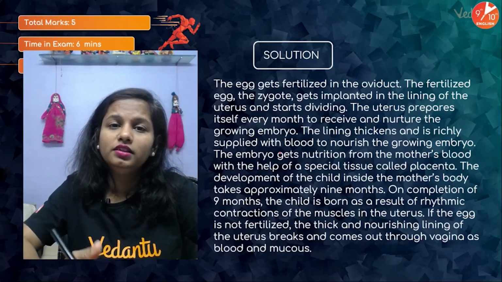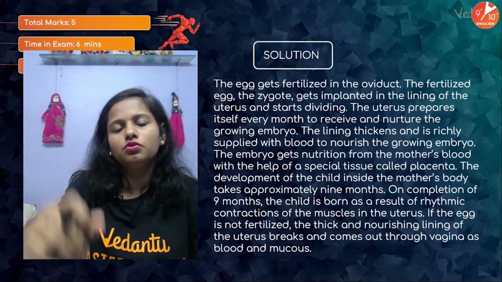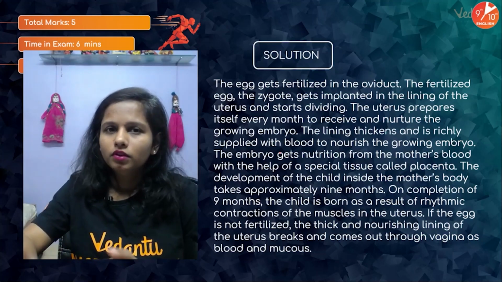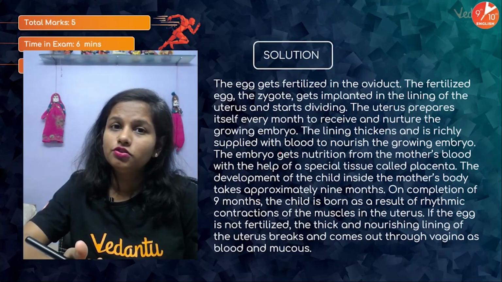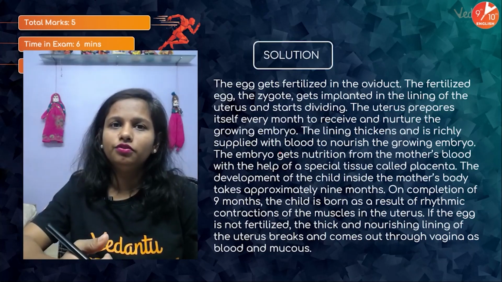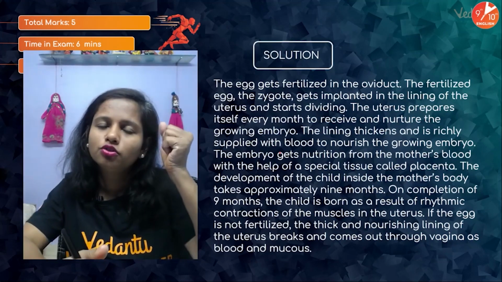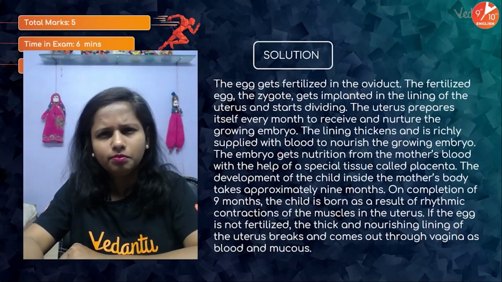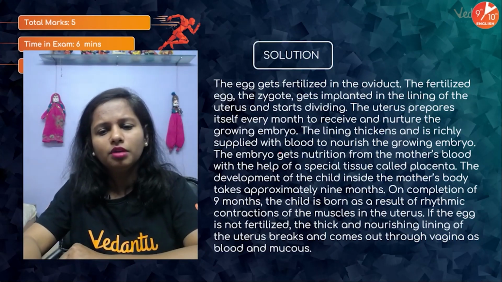The waste generated in the fetal body is passed into the mother's blood through the placenta. The entire span of gestation is 9 months, right? On completion of this gestation period, the uterus contracts strongly to expel the baby out. Parturition. There's no term parturition in your syllabus, but yes, you can mention it.